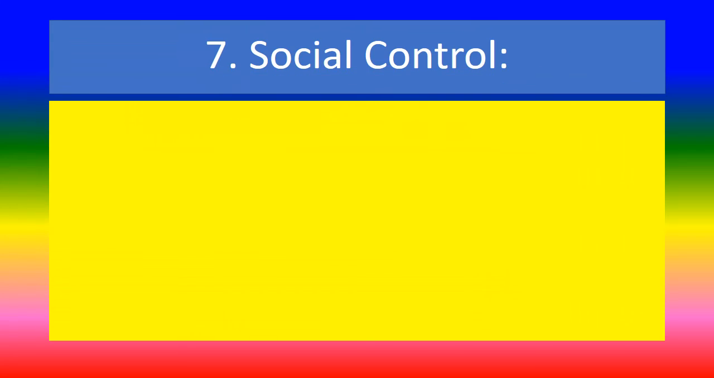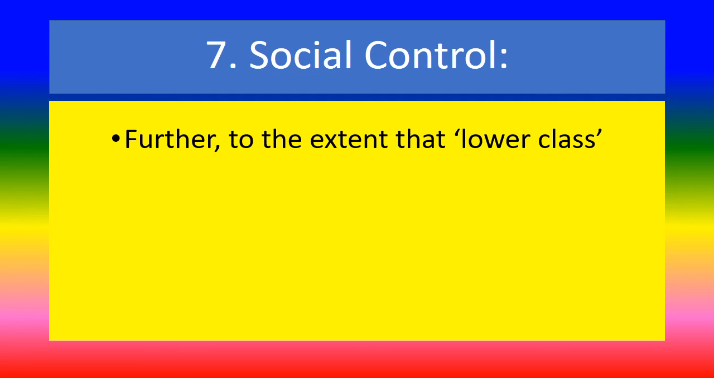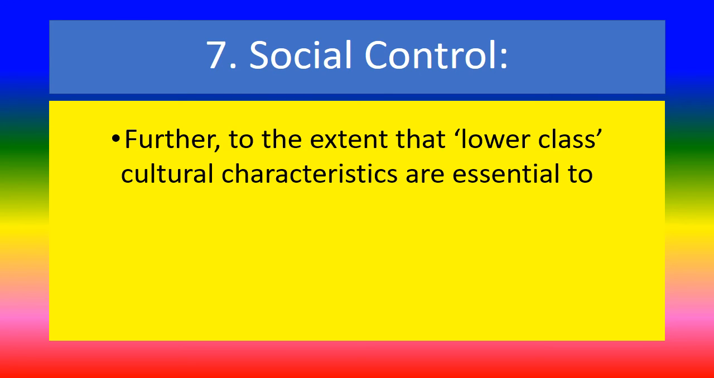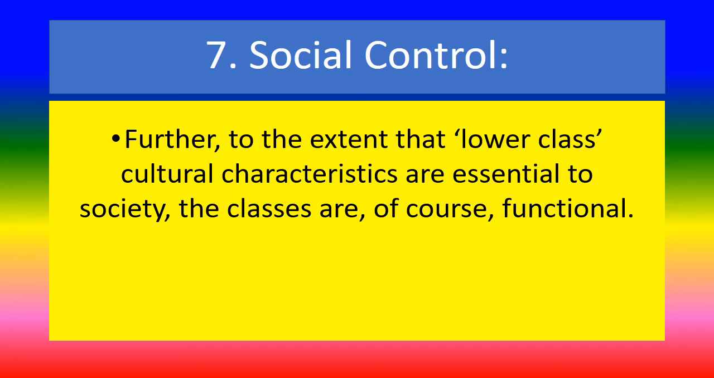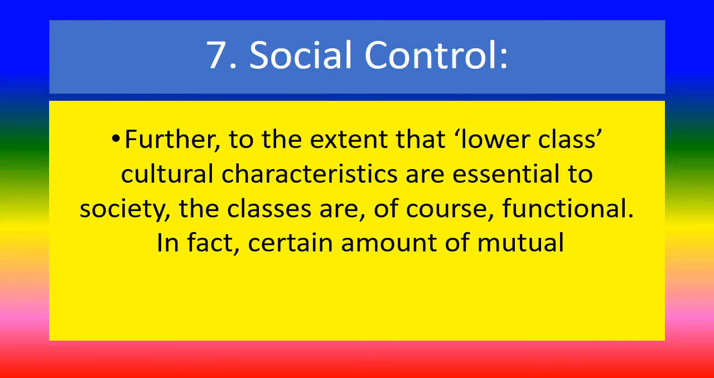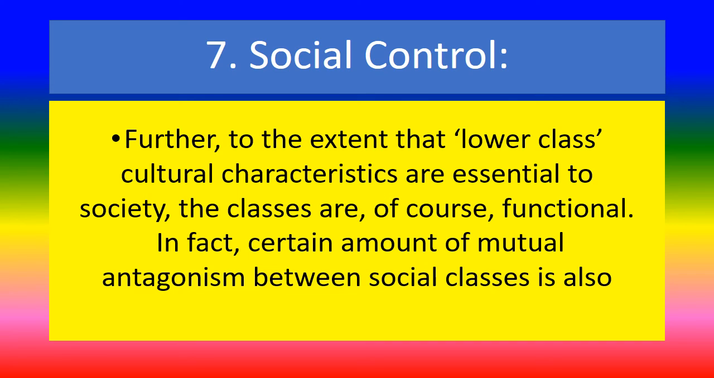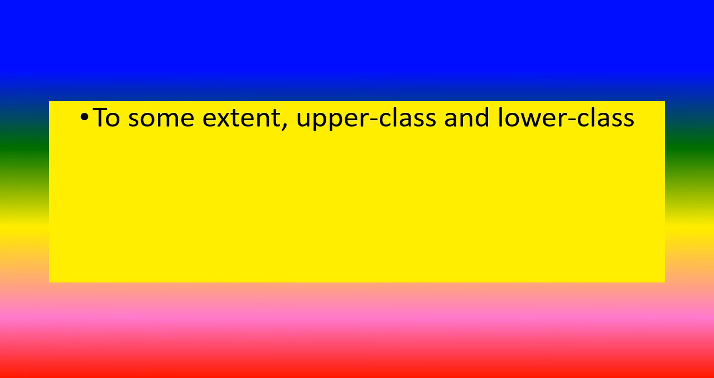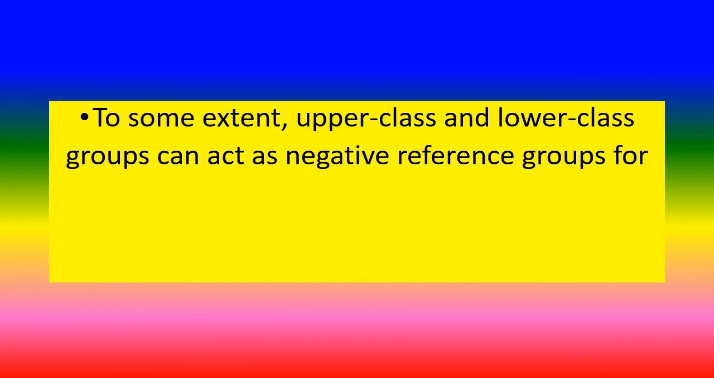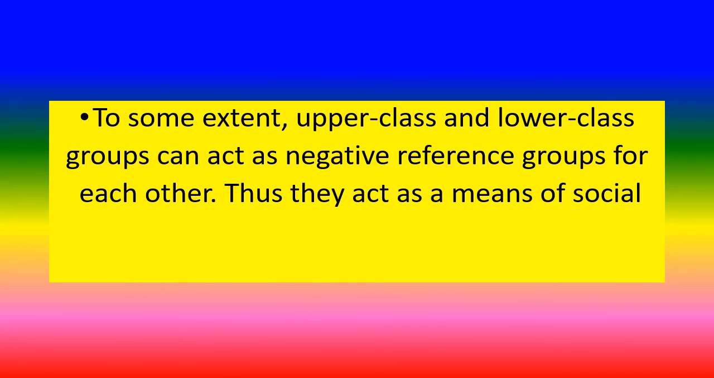7. Social control. Further, to the extent that lower class cultural characteristics are essential to society, the classes are, of course, functional. In fact, a certain amount of mutual antagonism between social classes is also functional. To some extent, upper class and lower class groups can act as negative reference groups for each other. Thus, they act as a means of social control also.